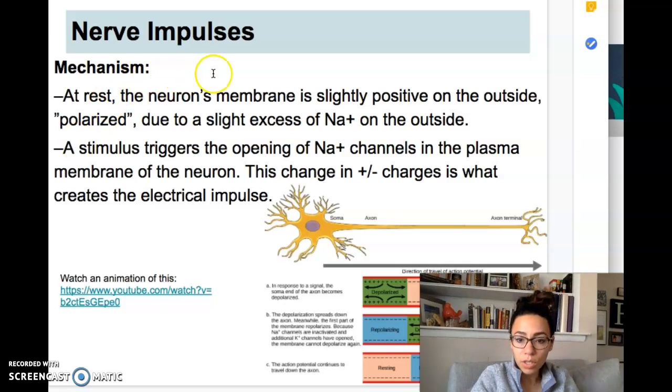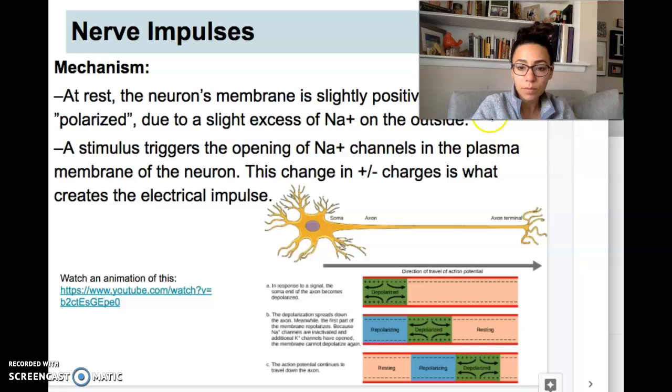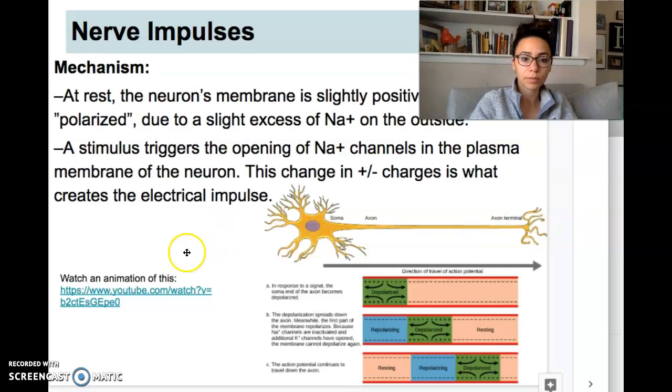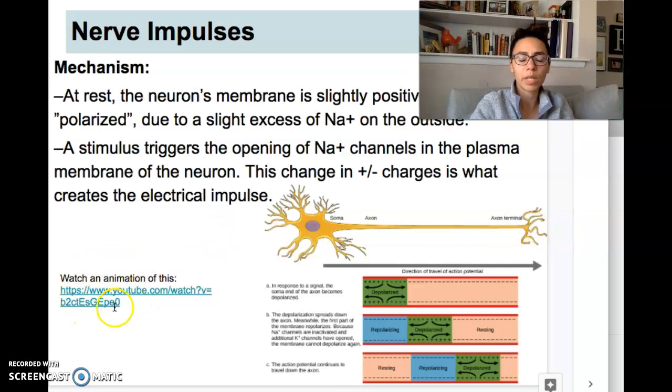So essentially, let me move my face again. If you look here, when the sodium ions rush in, and it's just a quick rush in and then it rushes back out again, that change in electrical charges is what's creating the electrical impulse. So that impulse continues all the way down the axon until it gets to the terminal. I'll include some links to videos of this on Google Classroom.